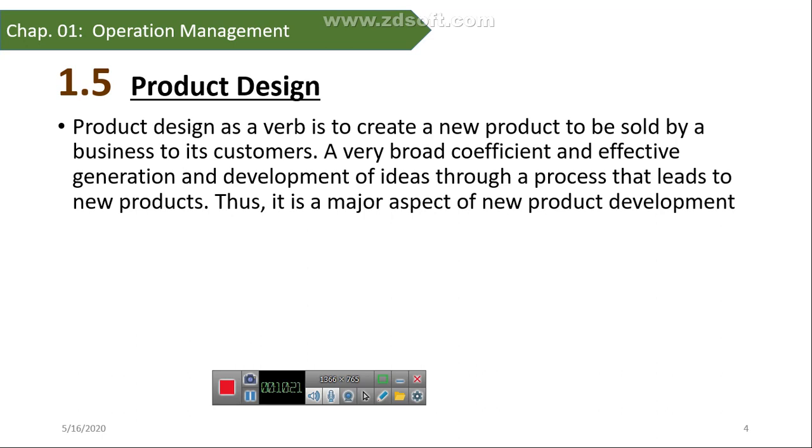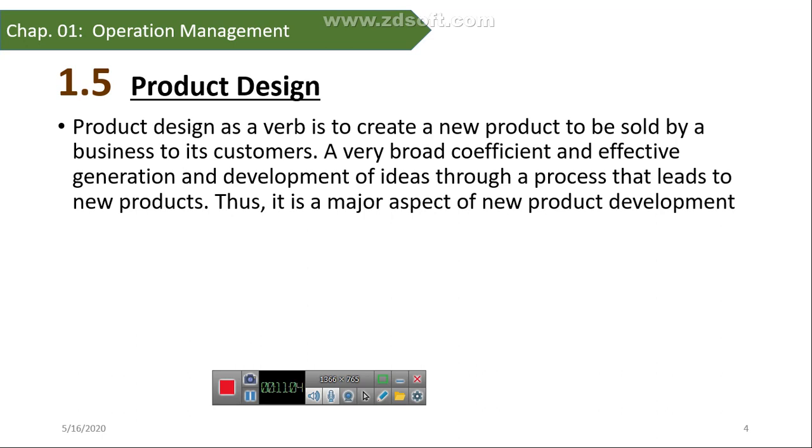A very broad coefficient in effective generation and development of ideas through a process that leads to a new product. It is a major aspect of new product development. So this was product design. Now, in product design, the factors affecting the strategy, we will discuss the major strategies which affect product design. Or let me explain the factors affecting product design first, then we will come to strategy.